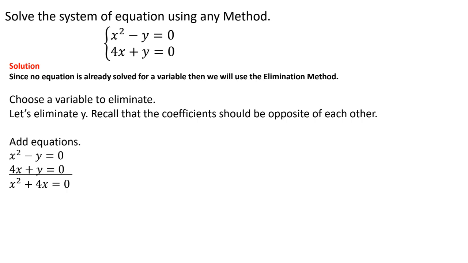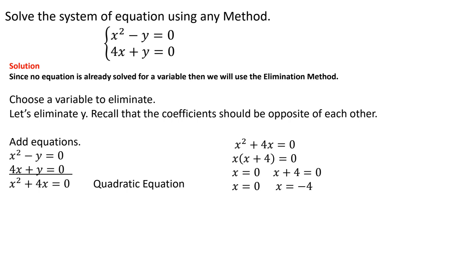So now I have several ways to solve this. Again, we have a quadratic, we can factor, we can use our quadratic equation, we can use our square root property, but in this case, let's go ahead and factor this out. So what I'm going to do is factor out an x, and it's going to give me x times x plus 4.